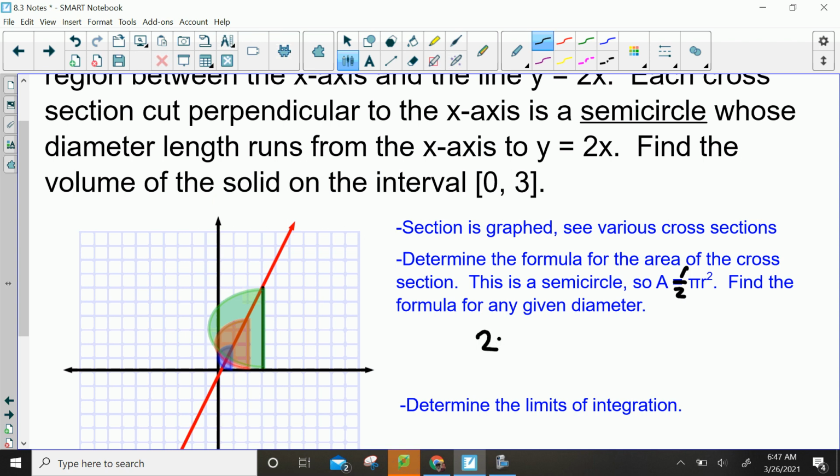So 2x minus 0 is our diameter. We need to divide that by 2, put it into this formula. That's our radius now. So this is squared. And then I have my 1/2 pi. So I'm going to do some simplifying here. What do I get? x squared.